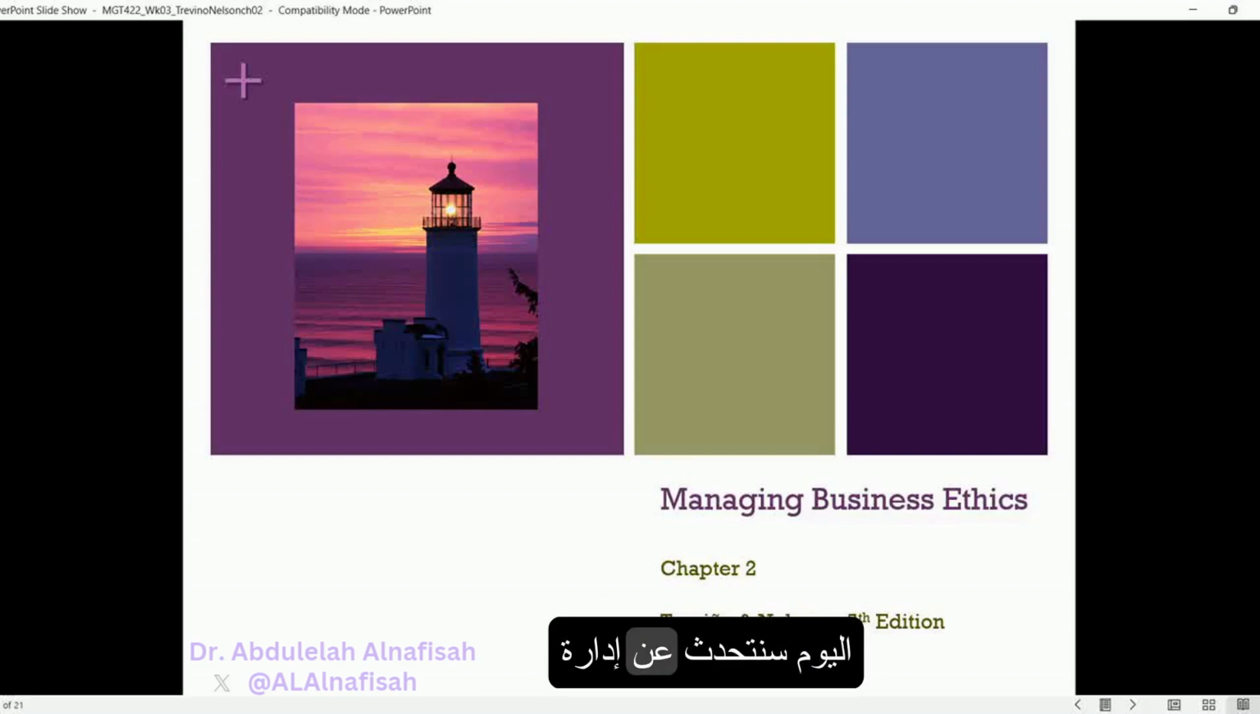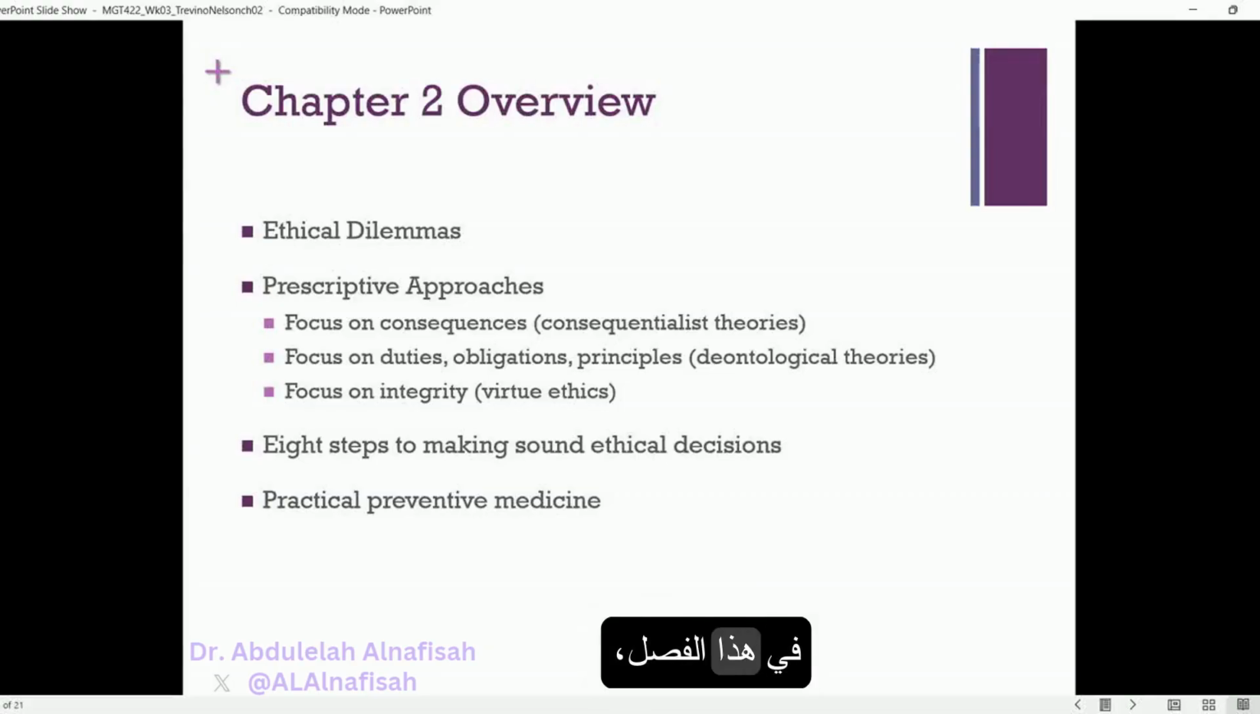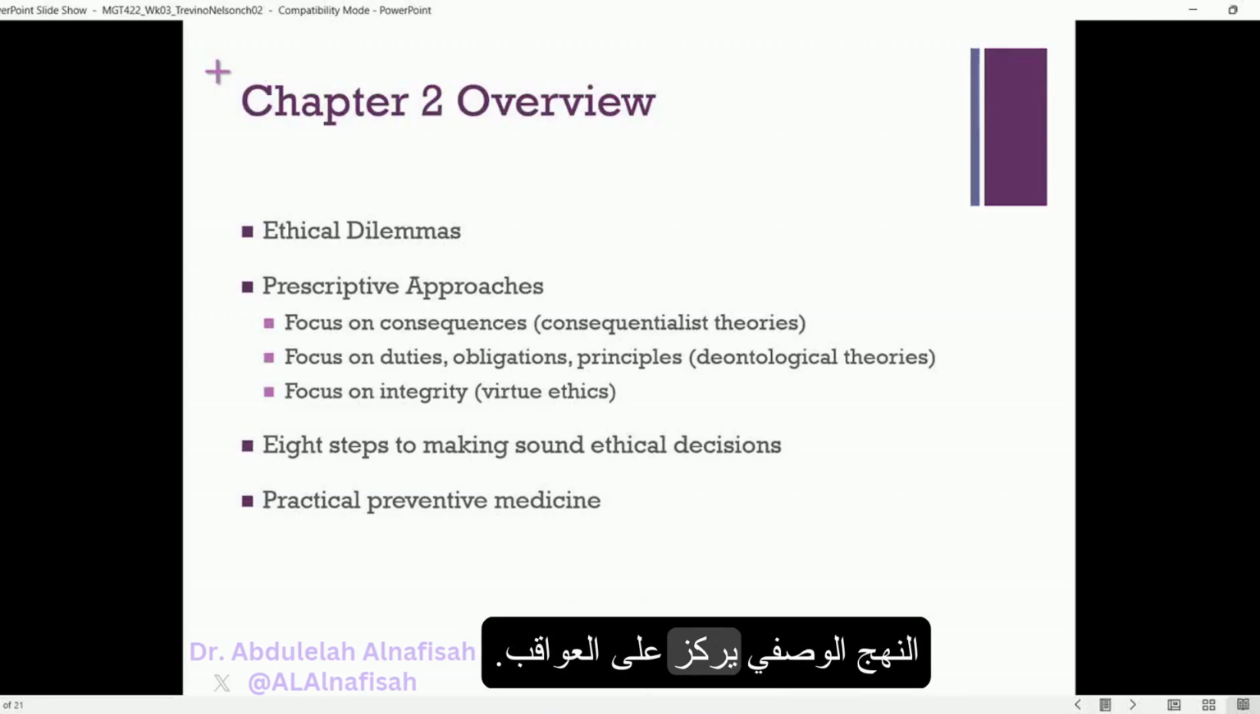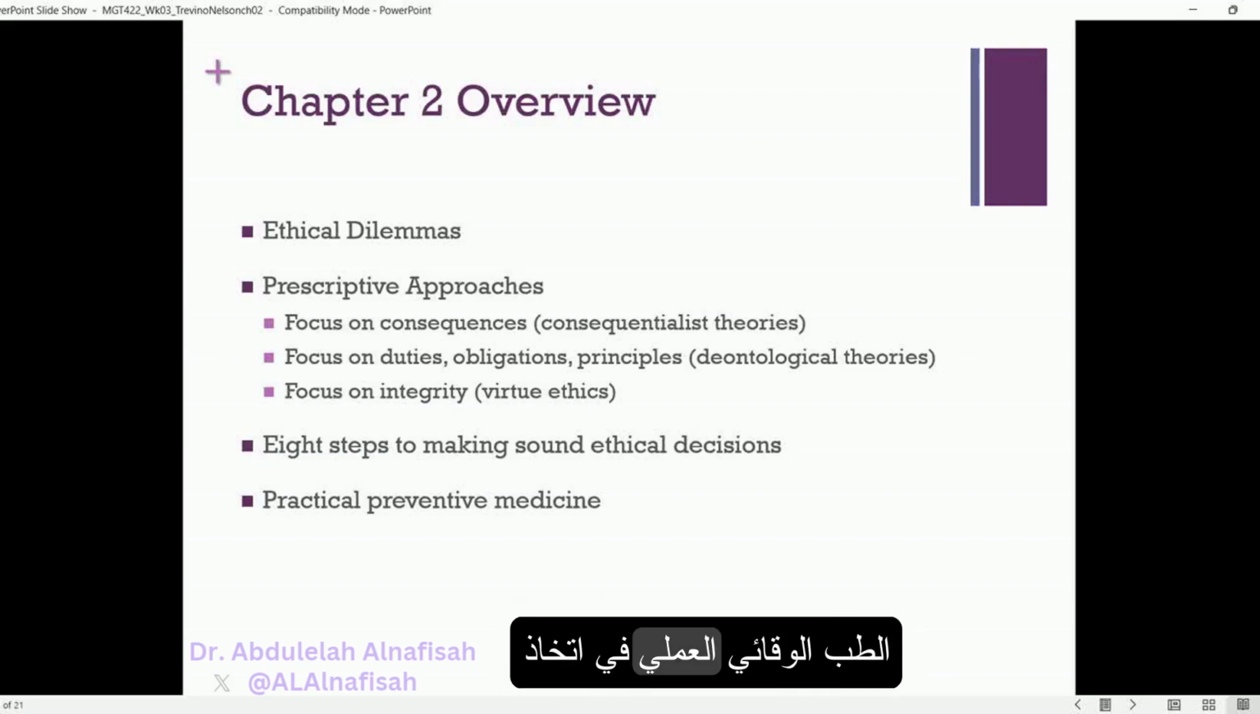Today, we will talk about managing business ethics. In this chapter, we will discuss the following topics: ethical dilemmas, prescriptive approaches, focus on consequences, consequentialist theories, focus on duties, obligations, principles, deontological theories, focus on integrity, virtue ethics, 8 steps to making sound ethical decisions, practical preventive medicine.